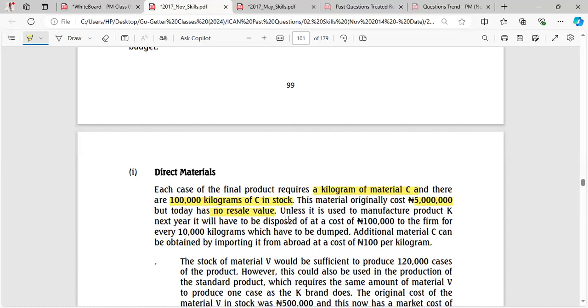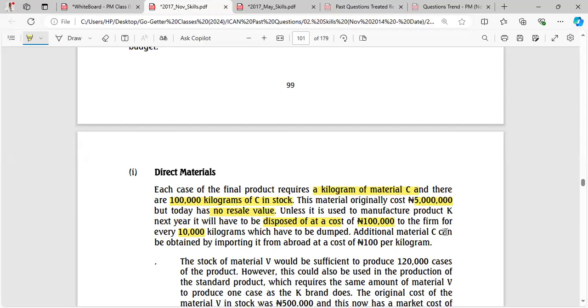It has no resale value, meaning that if we do not use this material at all, it will be dumped. It will be thrown away. That's what the question says. Unless this is used in the manufacture of product K next year, it will have to be disposed of at a cost of 100,000 to the firm for every 10,000 kilograms which have to be dumped.